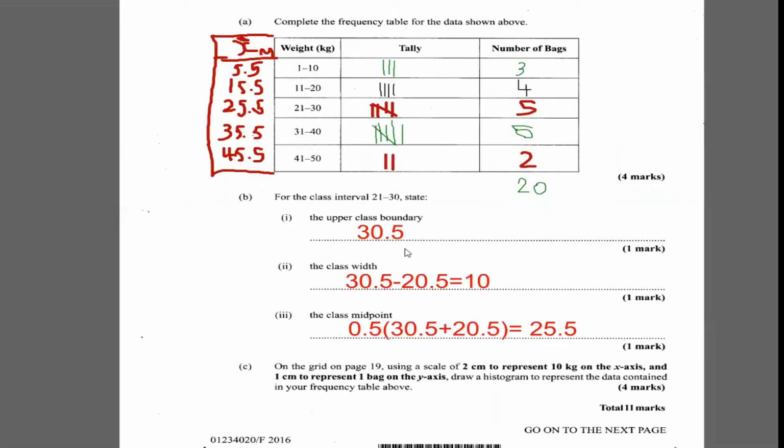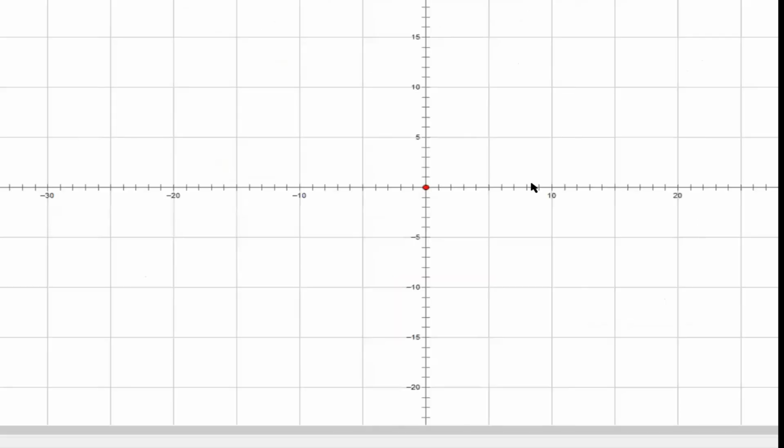All right, so on the x-axis we need 2 centimeters to represent 10 kilograms. So we need 2 centimeters to be 10. Let's go ahead and do that. Here it is, 2 centimeters is 10 kilograms. So we're good. We are fine.